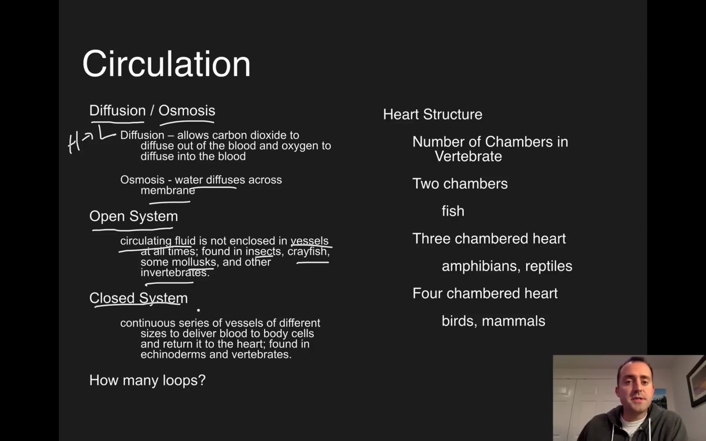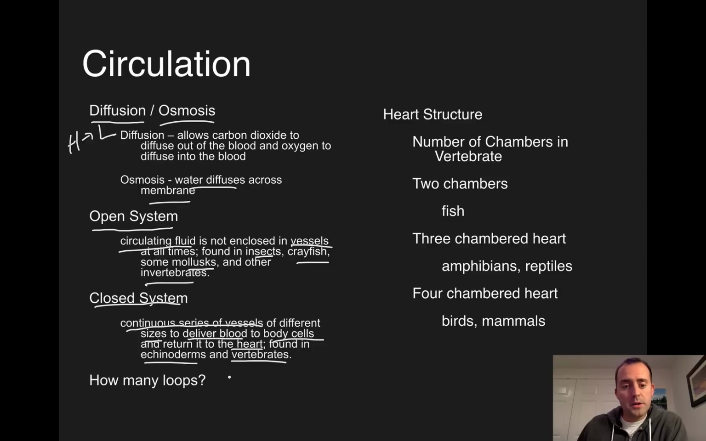We have a closed system where we have a continuous series of vessels. These are our veins and our arteries and capillaries that are all different sizes that deliver some kind of blood or nutrient-containing fluid to the body cells that need it, and it's usually pumped by a heart, so therefore it has to return to the heart to get basically filled back up with nutrients and then pumped back out. These are found in echinoderms, and vertebrates all have a closed system.